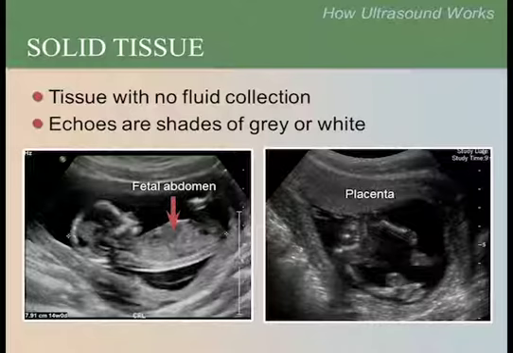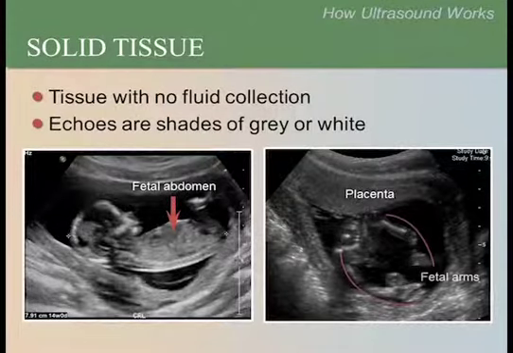The left image shows the fetal abdomen, and the right image shows a placenta. Both are shades of gray or white. Please also notice the fetal arms in the image to the right. The red lines trace the arms from the shoulder to the hands.